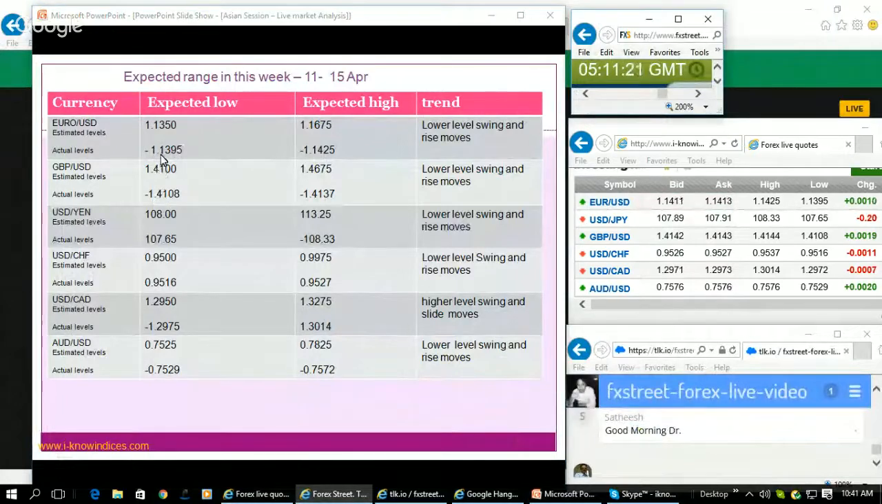Now, in the case of euro, they formed the low 1.1395 and they could come down to 1.1350 during this week. And then later on, they are expected to gain the level 1.1425 as the high today so far.